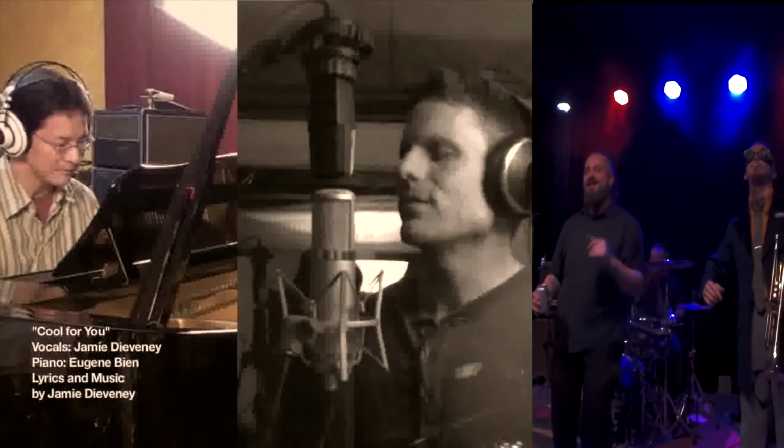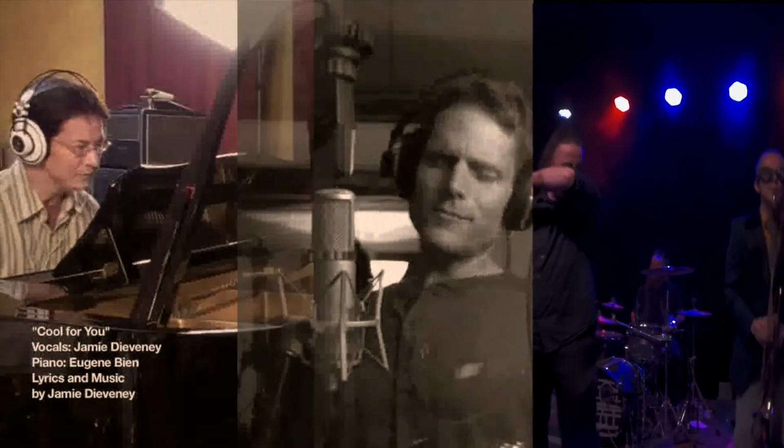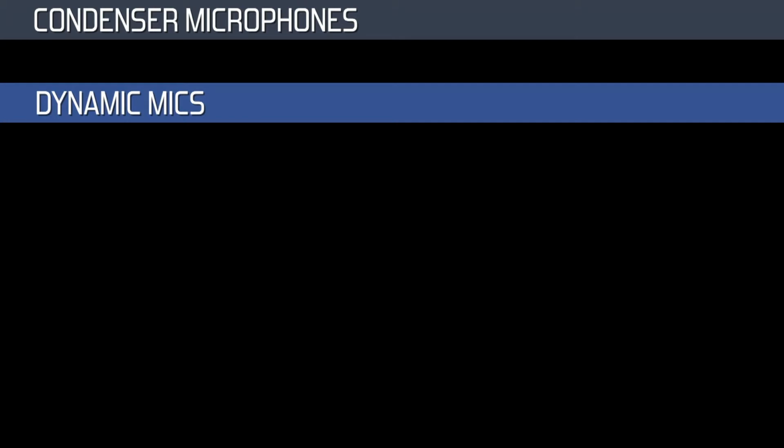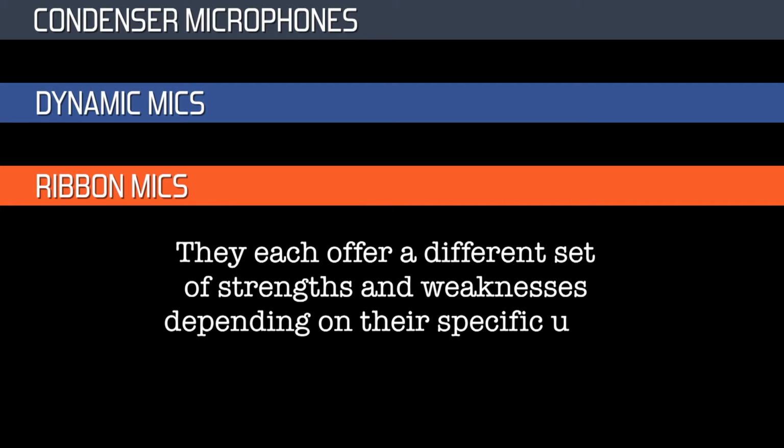It's important to note that in the vast majority of live sound and studio recording applications, there are 3 types of microphones to choose from: condenser, dynamic, and ribbon. Although there are other types of microphones, these are the ones that are best suited to high-quality sound reinforcement and studio recording, and they each offer a different set of strengths and weaknesses depending on their specific use.